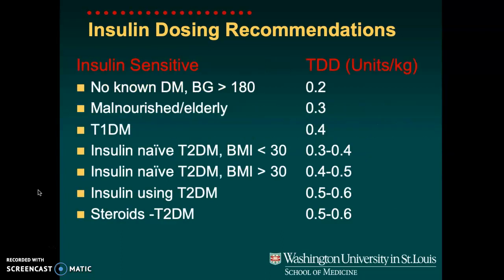As you can see through this table, the rates at which people receive the total daily insulin dose vary, both depending on the type of diabetes they have, their age, whether or not they were previously taking insulin, or what their BMI is. In our case, our patient is an insulin-using type 2 diabetic, and as such, his total daily insulin requirements should be between 0.5 and 0.6 units per kilogram.